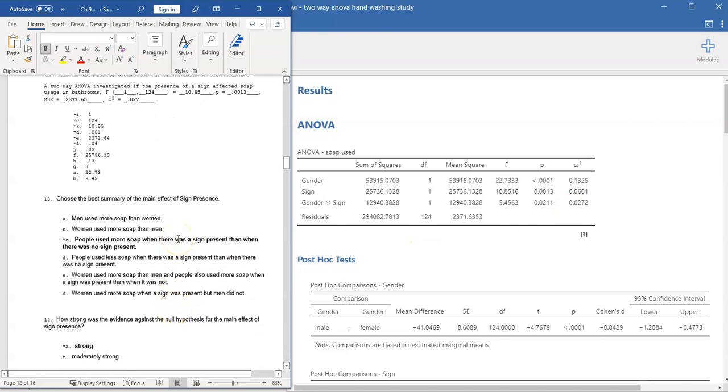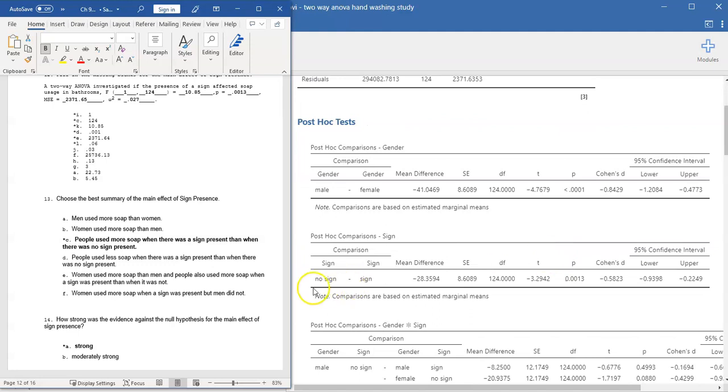And then your best interpretation for the sign. Again, we can come down here to look at the sign information. When the sign was present, overall, collapsing across males and females, people used about 28 milliliters more soap. And this p-value is compelling, and the effect size is medium in size. So when people use soap, they use more soap when the sign was present. And again, we have compelling evidence for that because of this p-value. It's very unlikely that that difference of 28 milliliters was caused by sampling error because this p-value is crazy small.